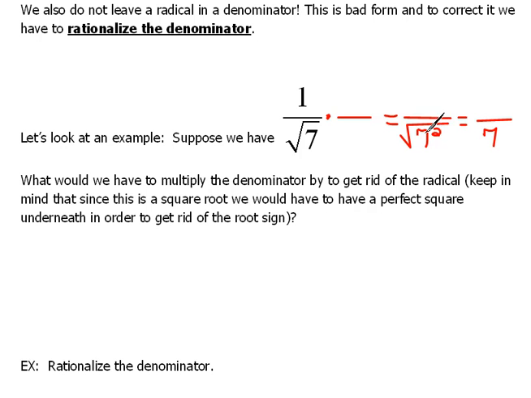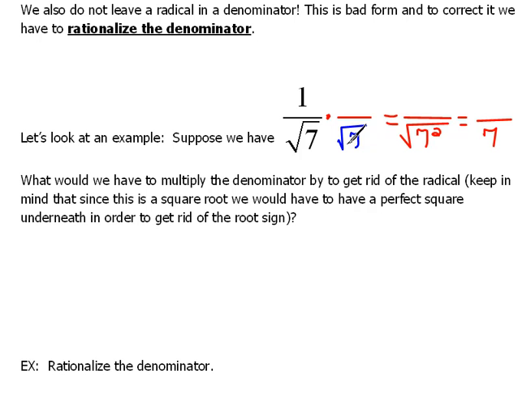You want to try and figure out what you have to multiply by so that the index and the power will match. That way they undo each other. So now thinking about that, what would we have to multiply this square root of 7 by in order to get the square root of 7 squared? Well, we'd have to multiply by the square root of 7. Because remember, when we multiply radicals, we multiply what's underneath the radical.